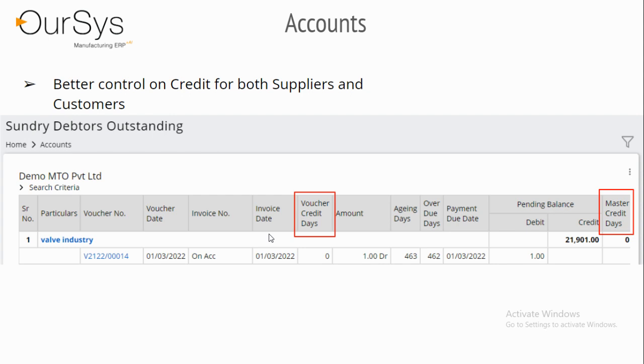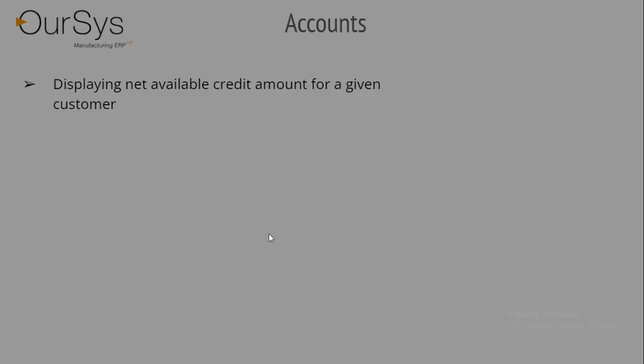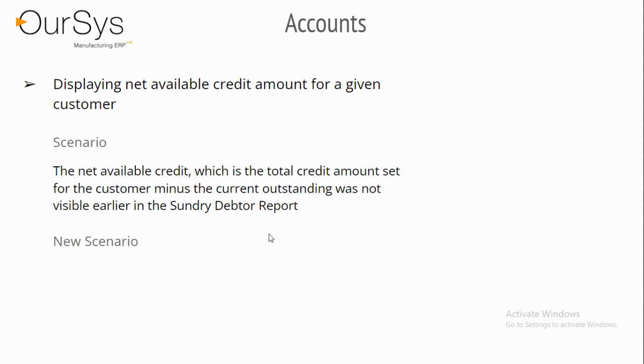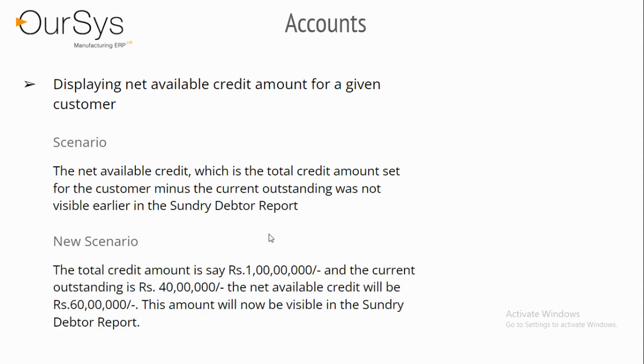So these columns can be controlled by the user. By default, these columns are not selected. When the user needs them, he will select them. The next change we have done is displaying the net available credit amount given for the customer. At the master level, we have the option to define the net available credit. In the new scenario, the total credit amount is now visible in the sundry debtors.